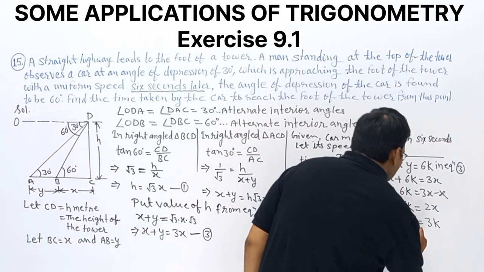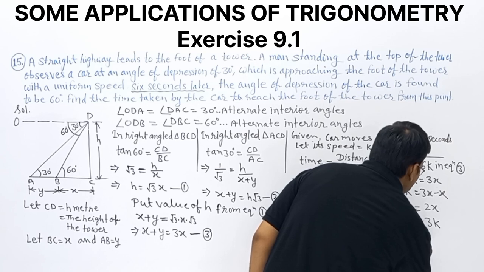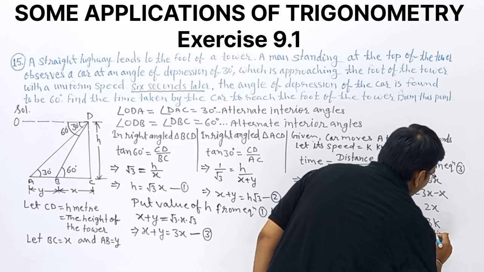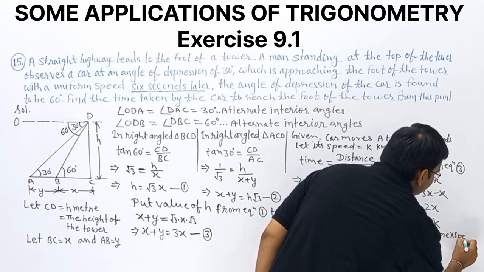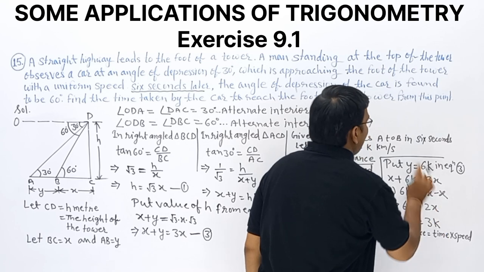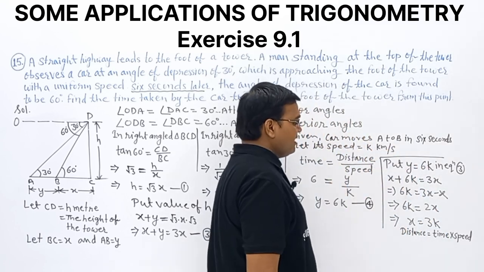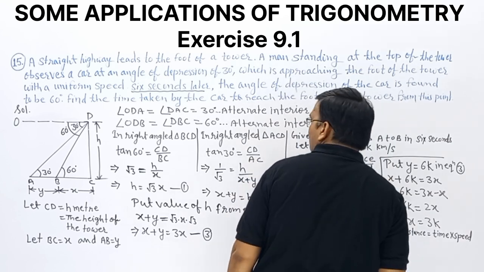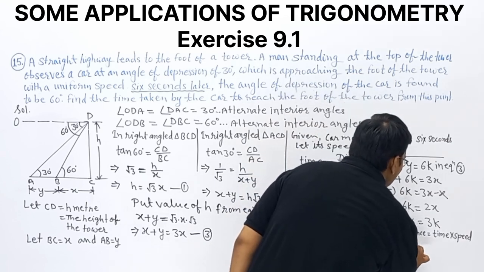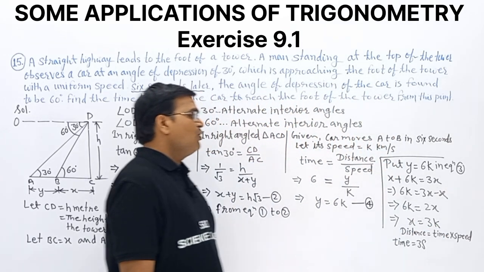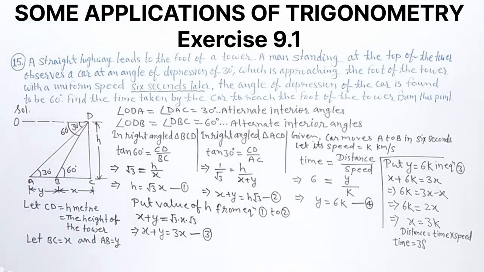So what can we say? Distance equals time into speed. We require the time. Speed is k, we assumed speed is k kilometer per second, and time is 3 seconds. So the time to reach from B to C will be 3 seconds, and this is the required answer.